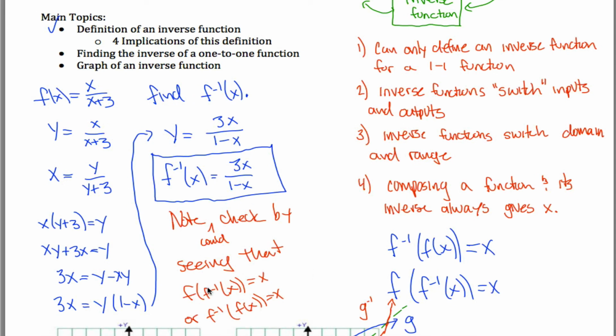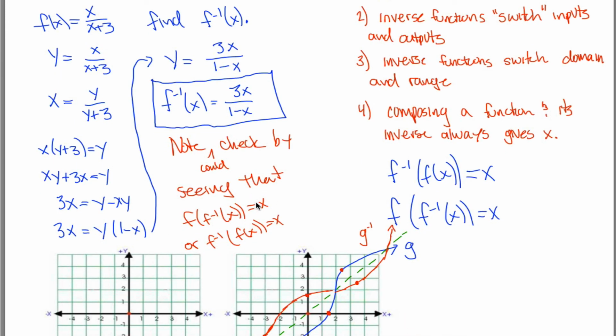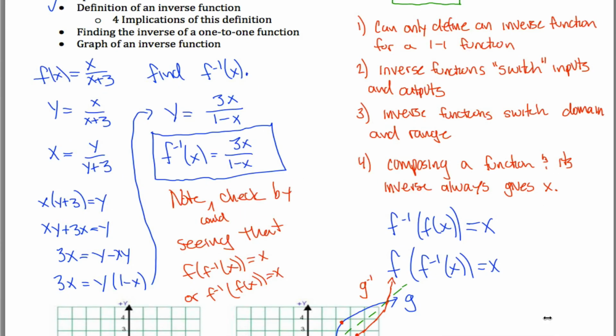Because I can compose these together. I could take f inverse of x, this thing, and put it in here. Everywhere I see an x, replace it with 3x divided by 1 minus x. It'd be a mess, but if I simplified those fractions inside fractions, I should get exactly x as my output. And if I do, that'd be a nice little check that I did things right. I did that check in the other video, and I'll probably go through that check in some examples, but I think for the sake of this being a short video, I'll end this here.